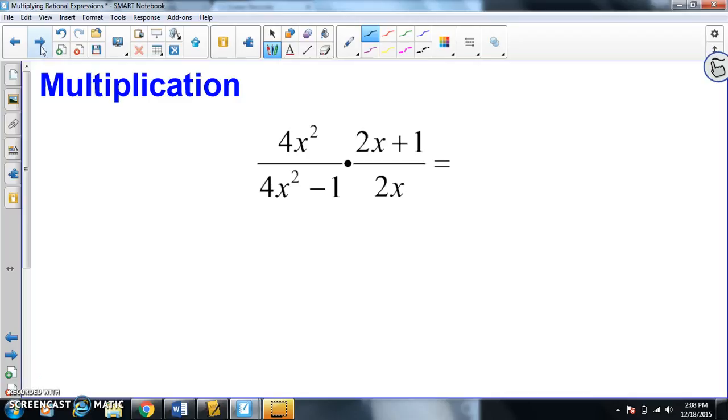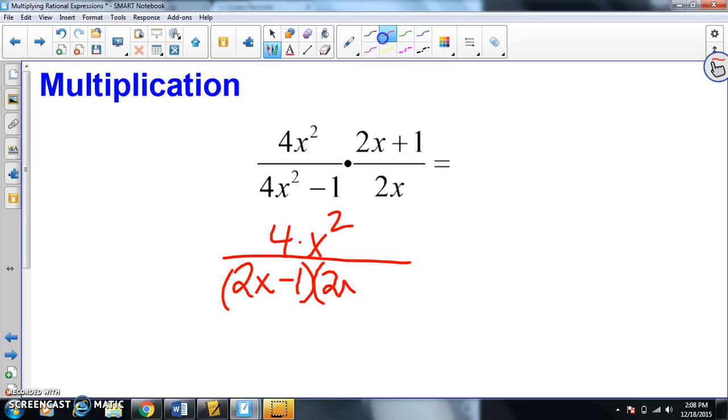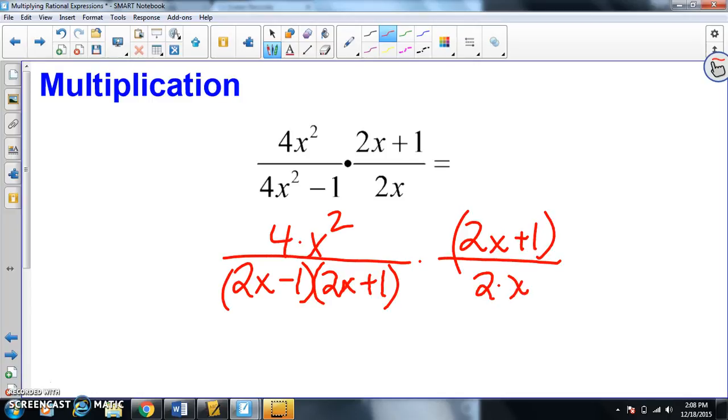This 4x squared is the same thing as 4 times x squared, divided by, then we have 4x squared minus 1. So that is a difference of squares, so I'm going to factor that as 2x minus 1 times 2x plus 1. Multiplied by, we can't factor 2x plus 1, so I'm going to put that in parentheses, and 2 times x. Then I need to check my factors of my numerator to see if I can simplify it with any of the factors in my denominator.